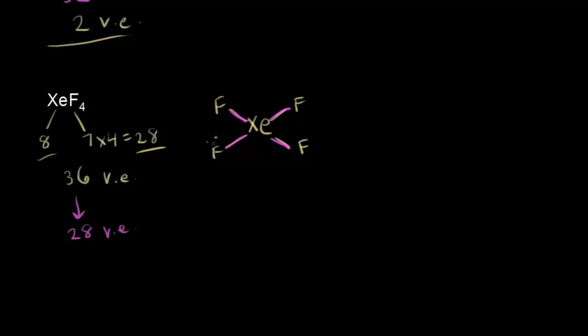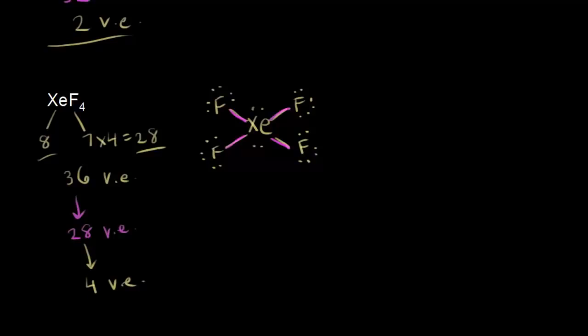Each fluorine is going to get an octet, and so we need to put 6 valence electrons on each one of our fluorine atoms. So we are representing 6 more electrons on 4 atoms, so 6 times 4 is 24. So 28 minus 24 gives us 4 valence electrons left over, and we're going to put those on our central atom, the xenon. So we go ahead and add in those 4 electrons in the form of 2 lone pairs to our central atom.